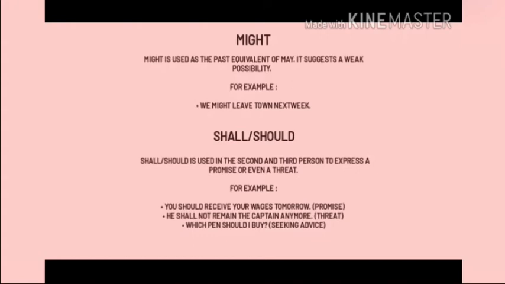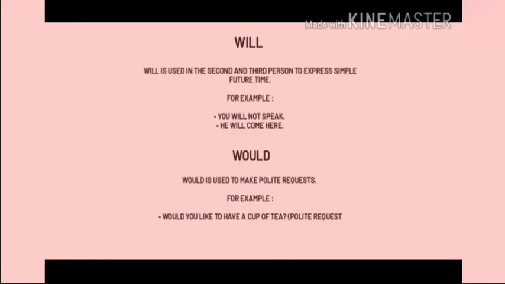Shall or should is used in the second and third person to express a promise or even a threat. For example, you should receive your wage tomorrow. This is promise. He shall not remain the captain anymore. This is threat. Which pen should I buy? This is seeking advice.